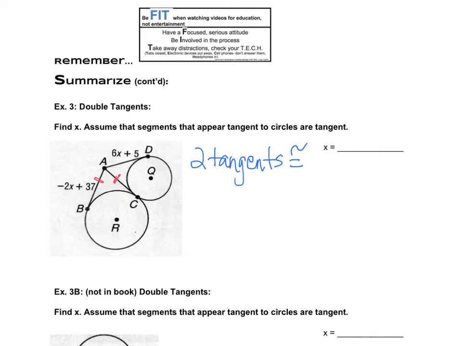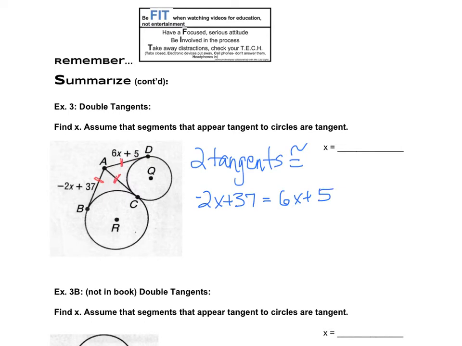be congruent, and also in circle Q, our tangents to that circle, AC and AD, are also going to be congruent. So essentially, we can say that this tangent, AB, is the same as AD and set up an equation. So we're going to have negative 2x plus 37 is going to equal 6x plus 5.